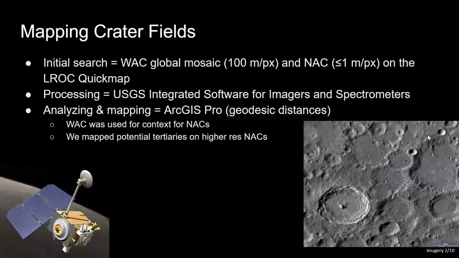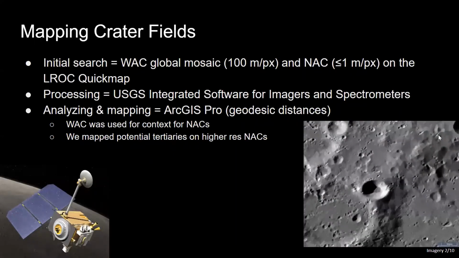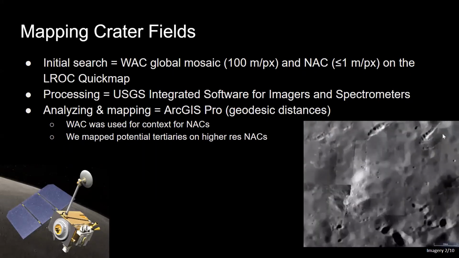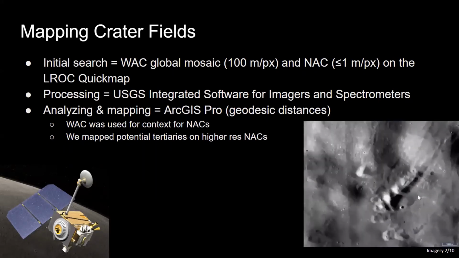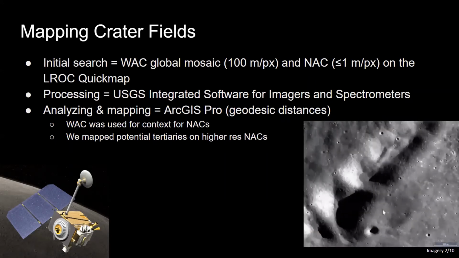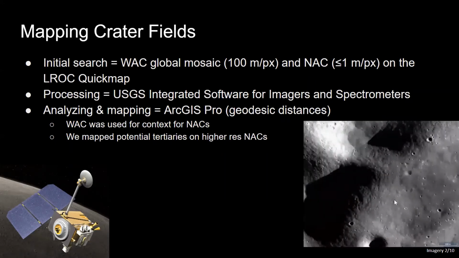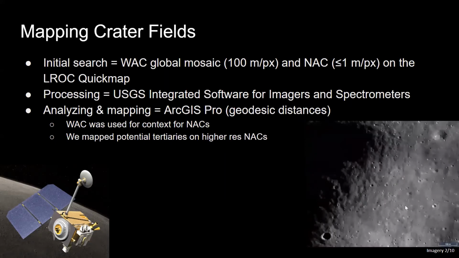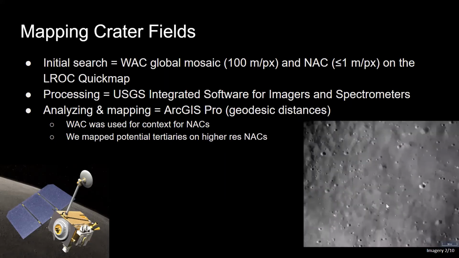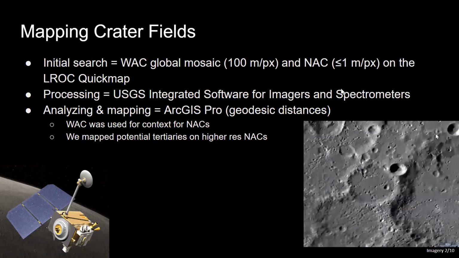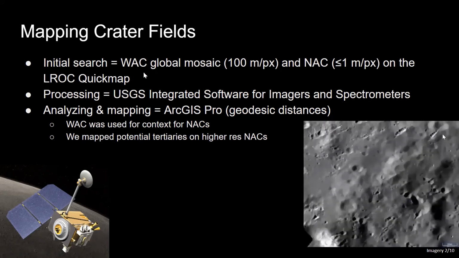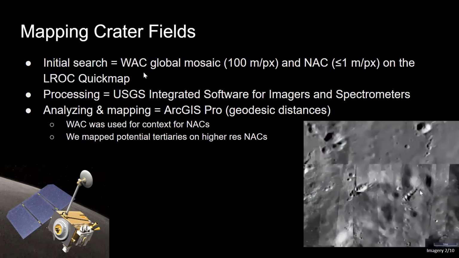What does fresh mean? Fresh means relatively young, so high albedo. We're talking instead of hundreds of millions of years, tens of millions or a couple million. So geologically recent. So initially I searched using the wide angle camera global mosaic. This is 100 meters per pixel, so very big. And also the NAC, which is the smaller imagery on the LROC QuickMap. So I basically panned around and looked at some craters.